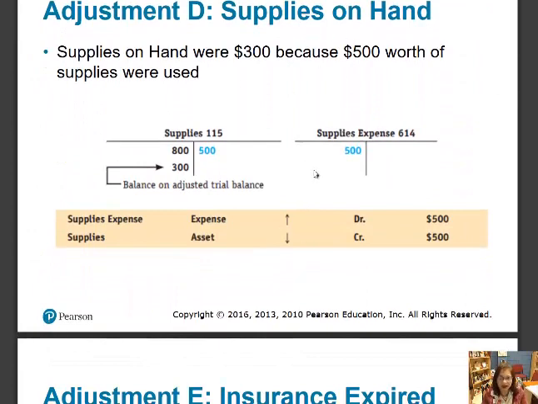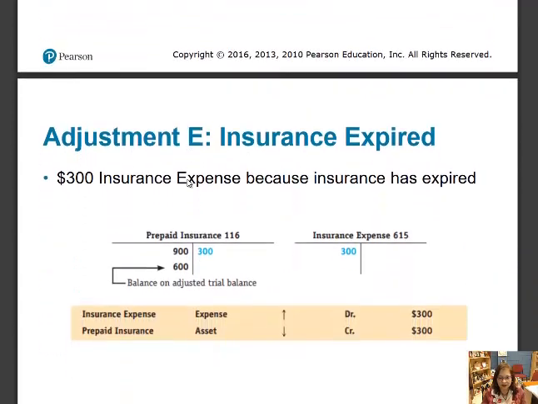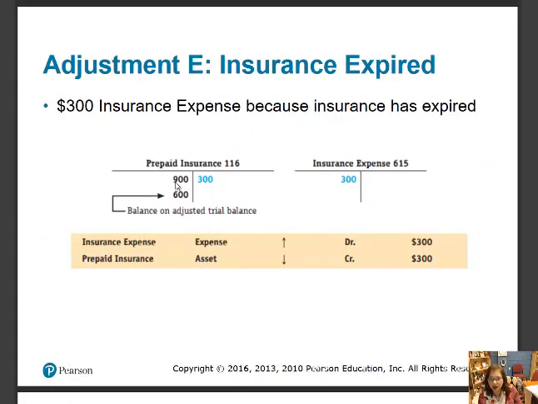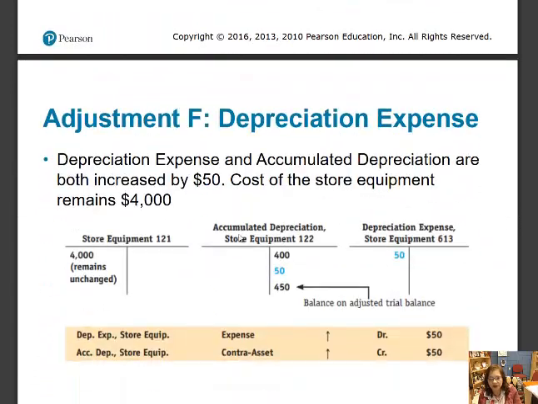Remember this, supplies on hand. Again, what your beginning amount is for supplies. Then, of course, you're adjusted because now you have a balance. Whatever we have on hand, this is how much we use. And remember, you debit first your supplies expense of how much we used, and you credit your supplies to get your now adjusted balance. Same thing with insurance that has expired. What you have, you debit your insurance expense, you credit your prepaid insurance, then you look at your adjusted trial balance that you've got there.